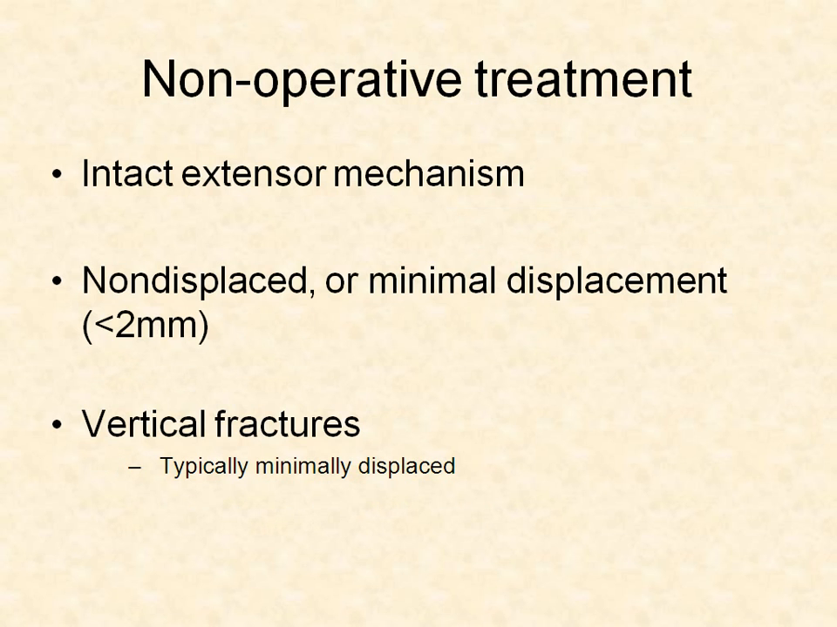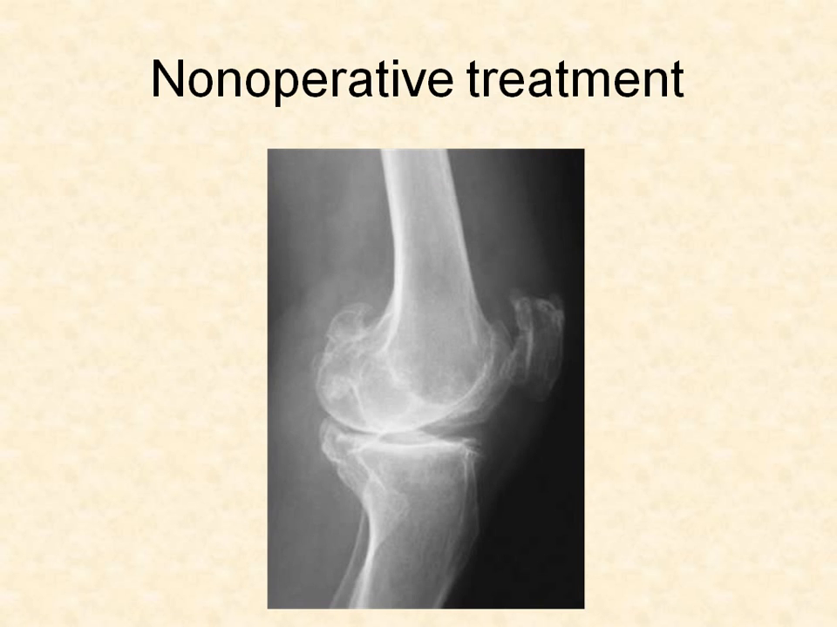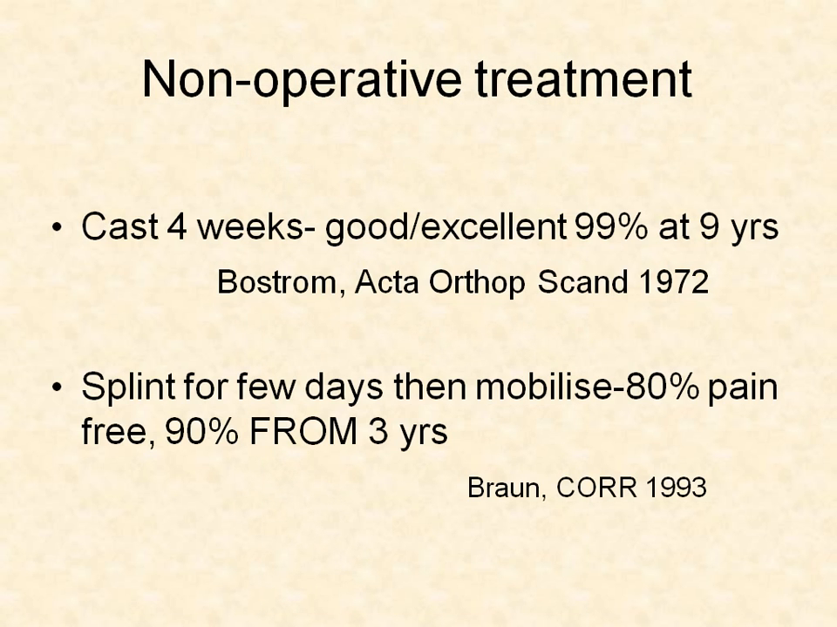But there is still, of course, a role for non-operative treatment. A proportion of these injuries will be minimally displaced, and vertical fractures are also suitable for non-operative treatment. So here's a couple of examples. This inferior pole fracture, minimally displaced, can be treated with a period in a cast or a knee brace. Similar to this fracture here of the superior pole in an osteoarthritic knee, again suitable for non-operative treatment as it is absolutely minimally displaced. And the results of non-operative treatment are pretty good.